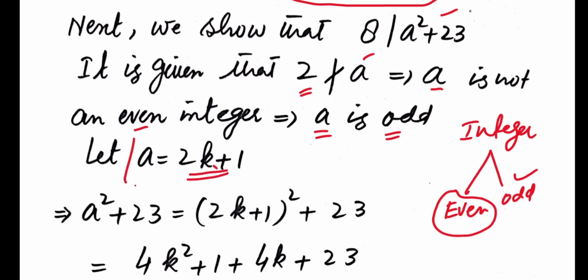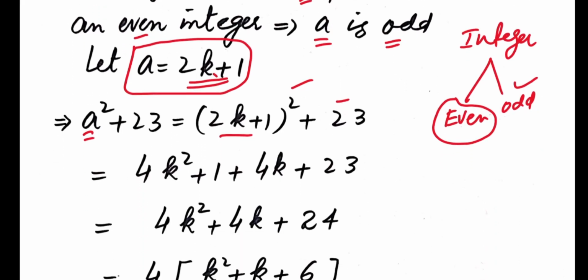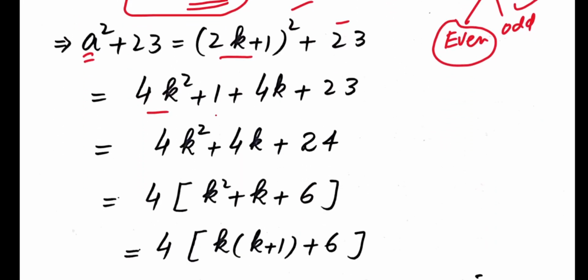So a can be written as a equals 2k plus 1. Substitute a equals 2k plus 1 here. This becomes (2k plus 1) whole square plus 23. After expanding the square, we have 4k square plus 1 plus 4k plus 23. 1 plus 23 is 24. Taking 4 as common, we have k square plus k plus 6. Taking k common from the first two terms, this becomes k times (k plus 1) plus 6.